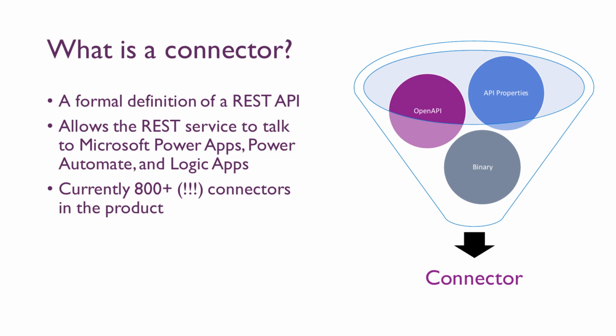And if you look at the right side of the slide, the Open API file, which you can use, that's basically the definition of the API, together with the API properties and the binary file, which can be an icon, for instance, that's all together is a connector. And I'll show you that a little bit later in the presentation as well.